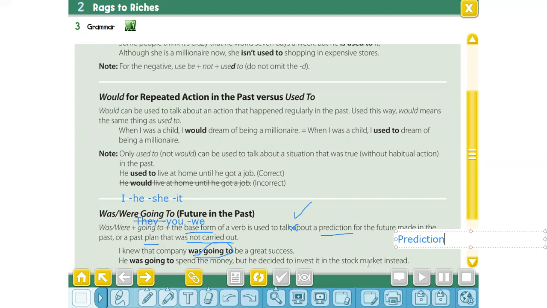What about the next example? He was going to spend the money, but he decided to invest it in the stock market instead. What about this sentence? Excellent. It's a plan but wasn't carried out. Okay, do you understand now?